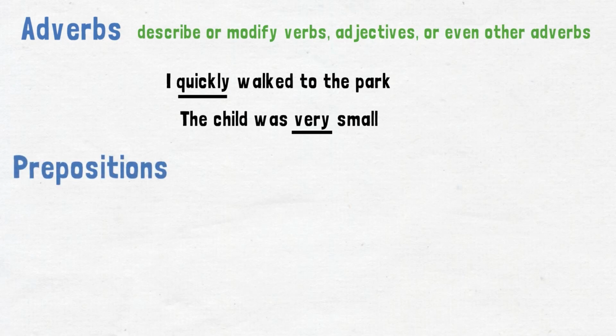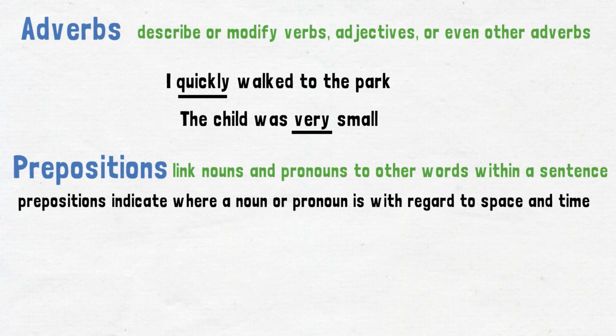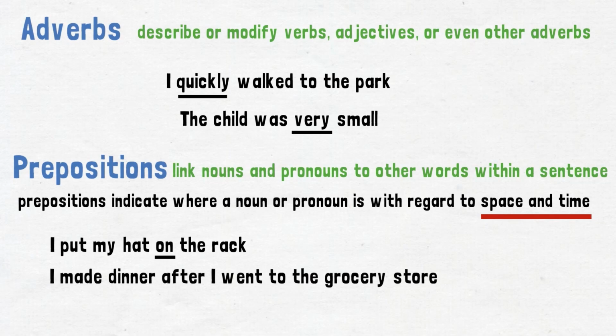Prepositions. Prepositions link nouns and pronouns to other words within a sentence. Most of the time, prepositions indicate where a noun or pronoun is with regard to space and time. For example, in the sentence, I put my hat on the rack, the preposition on shows where the speaker placed his or her hat. In the sentence, I made dinner after I went to the grocery store, the preposition after tells when the speaker made dinner.